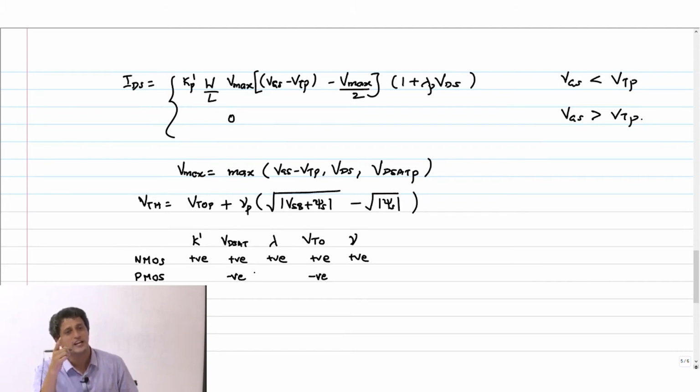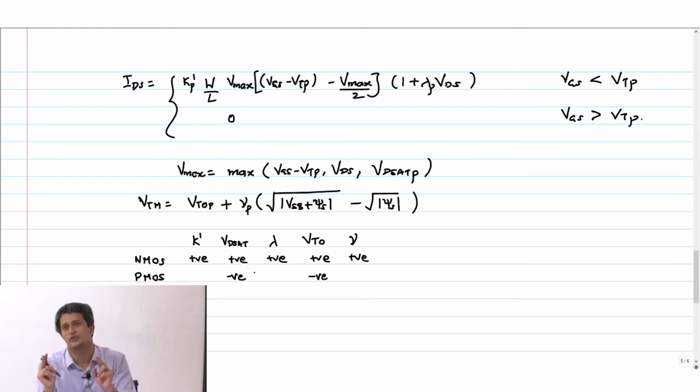Negative. Because VDS has to be negative. Only then you'll have current. And with some lambda being introduced, that current should go up. That's what you want. If the channel is brought closer, then the magnitude of the current should go up. But that can happen only when VDS is negative.